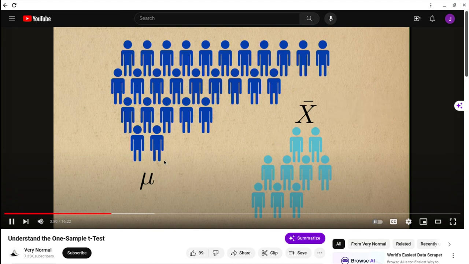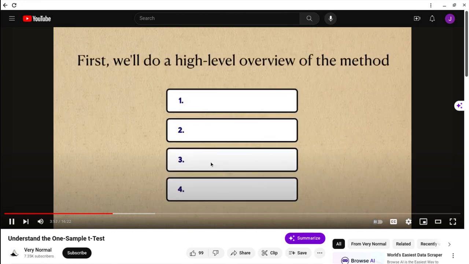By virtue of the data itself being random. We'll start by learning a high-level overview of the method we'll be using to make data-driven decisions.